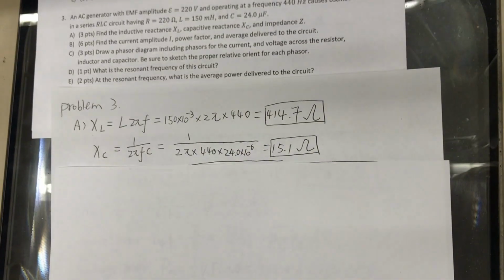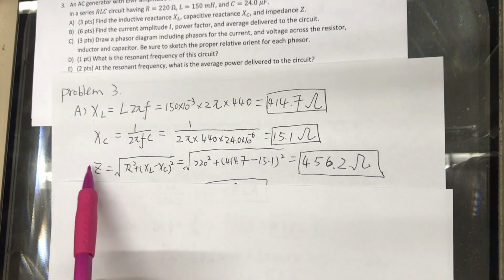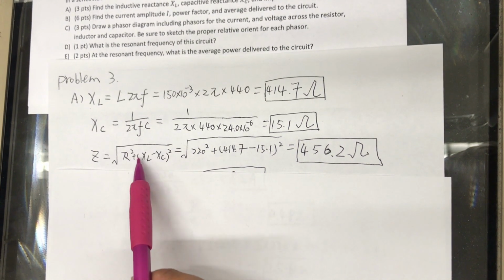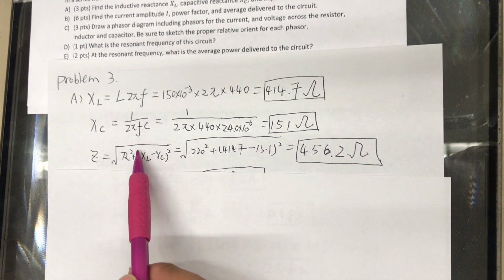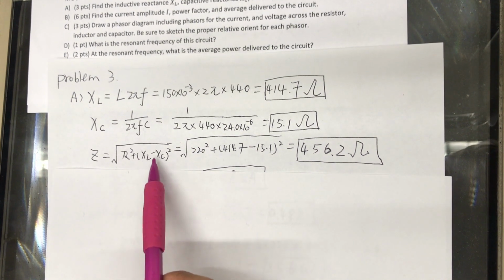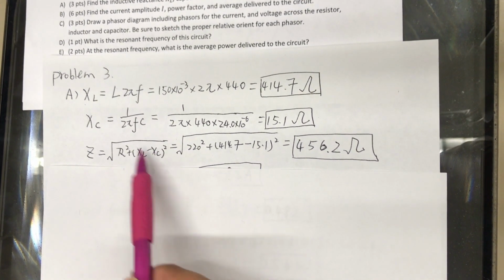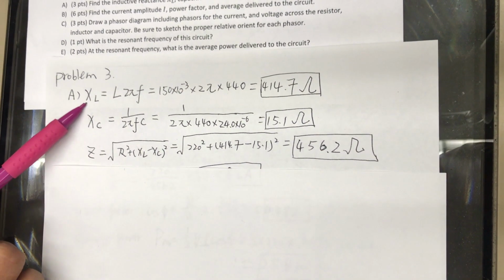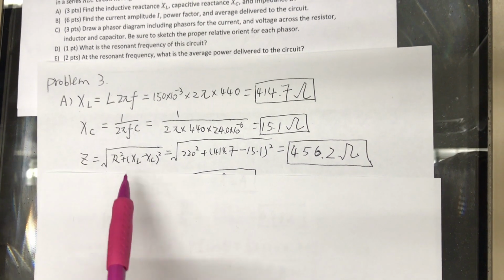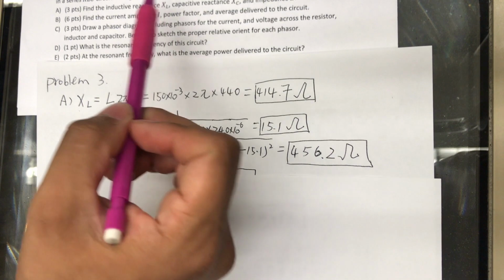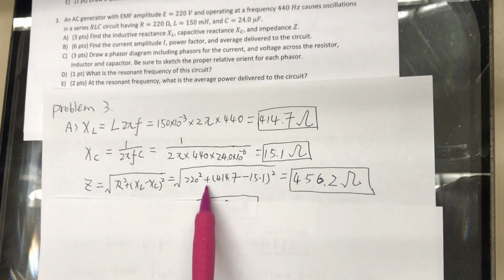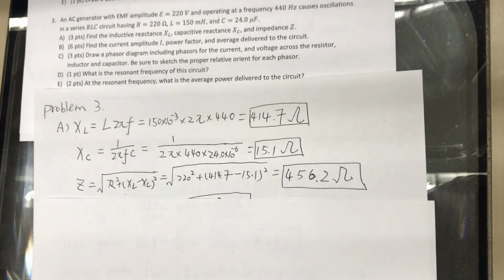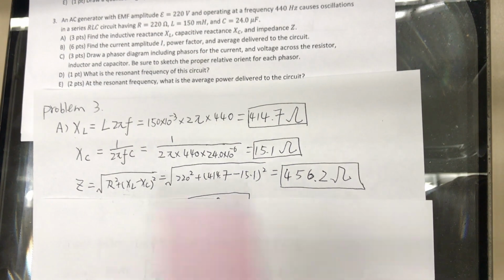Lastly, the impedance. The equation for the impedance Z equals the square root of R squared plus the inductive reactance minus the capacitive reactance, squared. We just calculated the inductive and capacitive reactances. We plug those in, and the resistance is given, 220 ohms. 220 squared plus the difference of these two, plug and chug, and we get 456.2 ohms. That is part A.